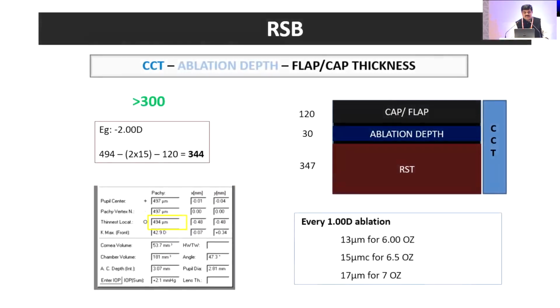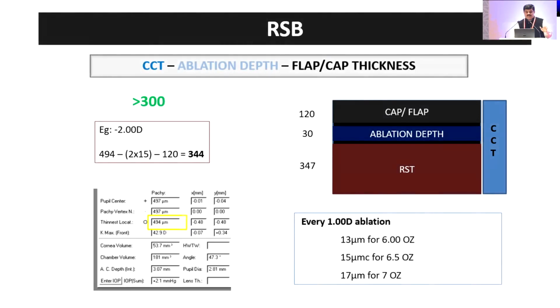Then another important factor is the residual stromal bed. Always it should be around 300 only. Suppose, for example, if it is -2 diopters, 2 into 15, that means 30, plus 120 for the cap, that means the patient is going to have a 344 residual stromal bed. This is how you calculate the residual stromal bed.